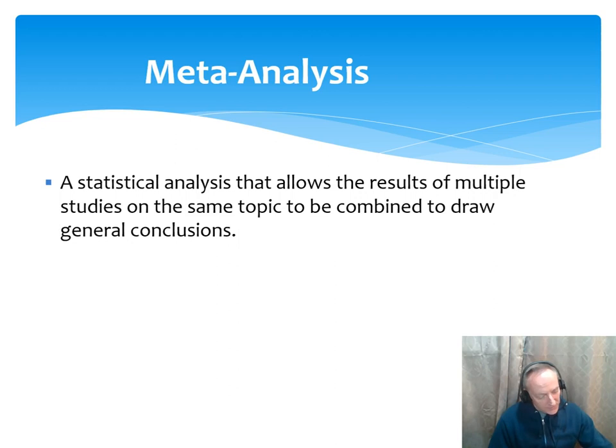Now, we discussed before the importance of replication. The more a study can be repeated with the same results, the more confidence we have in whatever those results are telling us. So meta-analysis is a way of statistically analyzing a group of studies that are testing the same topic. It's a way of combining the results of multiple studies to come to some general conclusion.